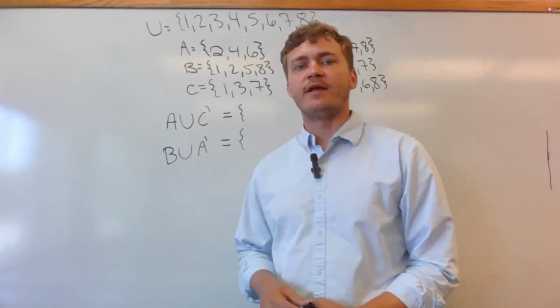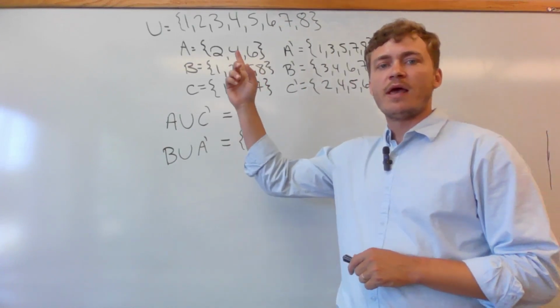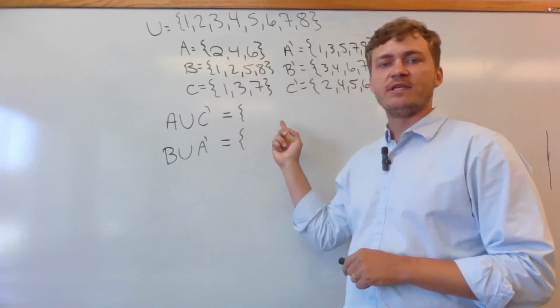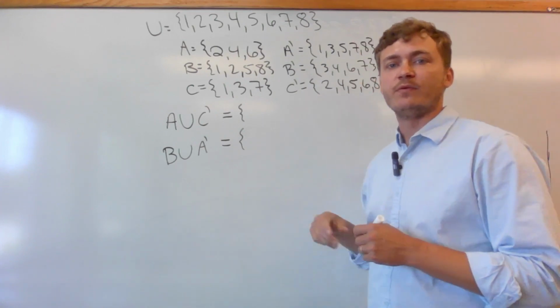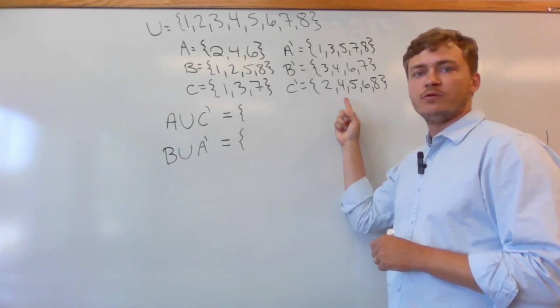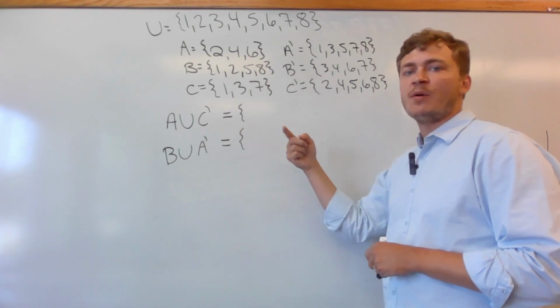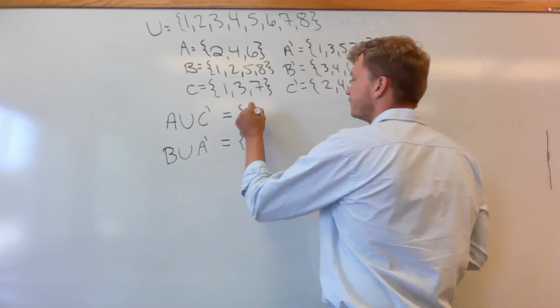So we'll start by finding our two sets in parentheses, A union C complement. A is 2, 4, 6, so we'll list those. C complement is 2, 4, 5, 6, 8, so we'll list everything we see. 2, 4, 6 can actually be found within C complement, right? So A union C complement is just C complement: 2, 4, 5, 6, 8.